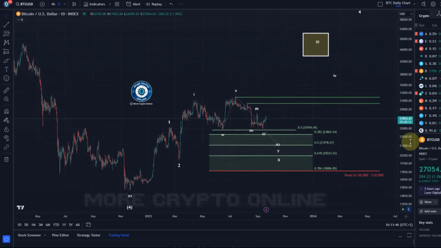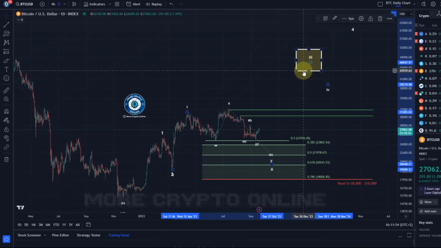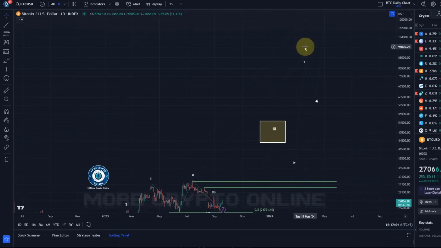Next bull market target, or well, that's not really the next bull market target, that's the target for this third wave, should this scenario work out. Then it should take us into the region ideally between sort of 44K to 52K before we then get another wave 4 down, a wave 5 up, in a larger degree third wave.